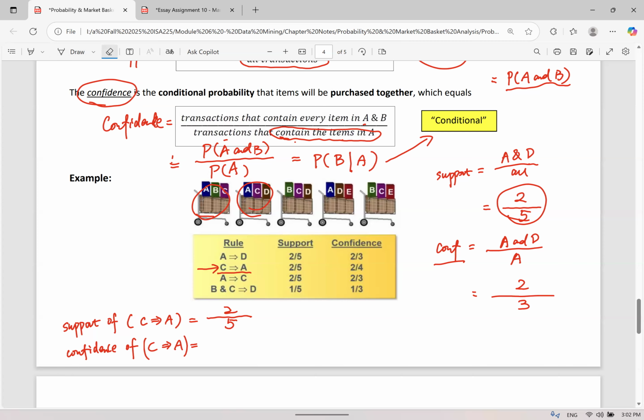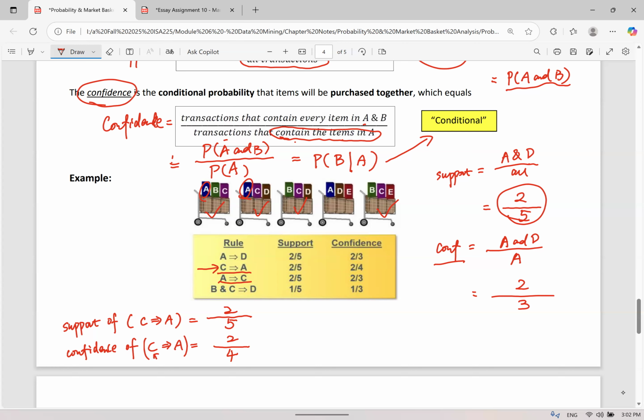What about the confidence? Confidence means that out of the transactions where you already bought the first item, which is C, this one bought C, this one bought C, this one bought C, this one also bought C, right? Then out of these 4 transactions, how many of them will also go and buy A? This one, right? Anything else? No, right? So that would be 2 out of 4. All right, so similar idea with the A implies C association.